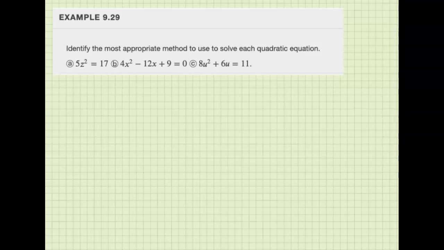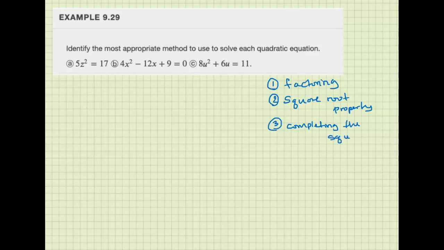So let's look at this problem here. We know 3 different methods for solving a quadratic equation now. We know factoring, right? We know the square root property, taking the square root of both sides. We know completing the square. And we know the quadratic formula.